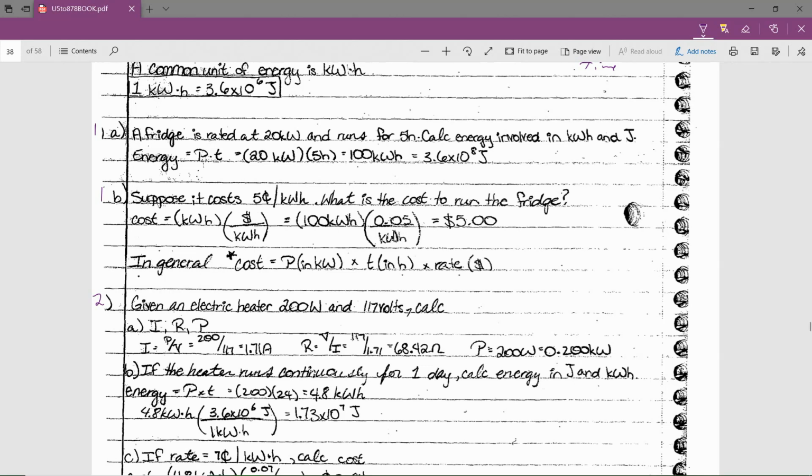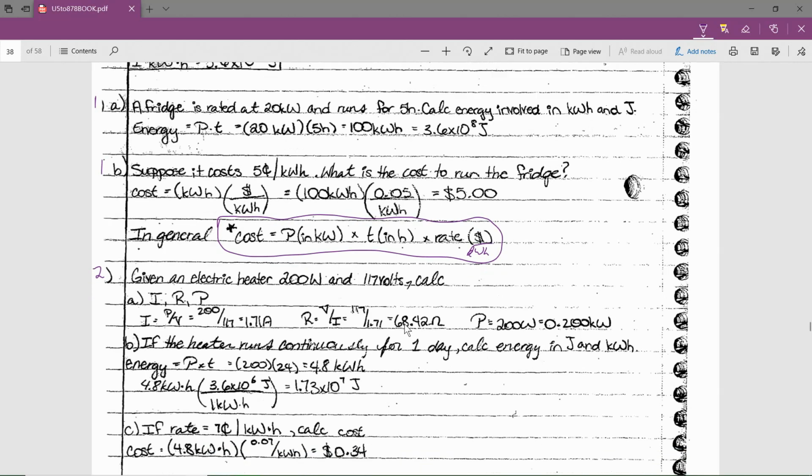Seems like a lot of money. But anyways, we just put in the numbers. In general, cost is the power in kilowatts times the time in hours times the rate in money per kilowatt hours. Don't just say money, but money per kilowatt hours. So let's get a practice on how to do that here.